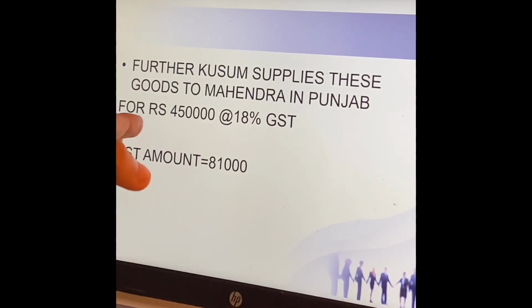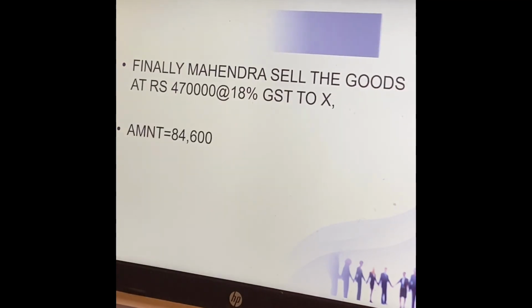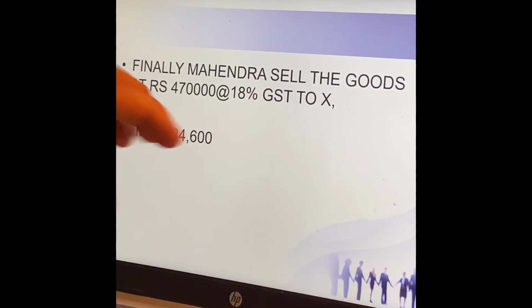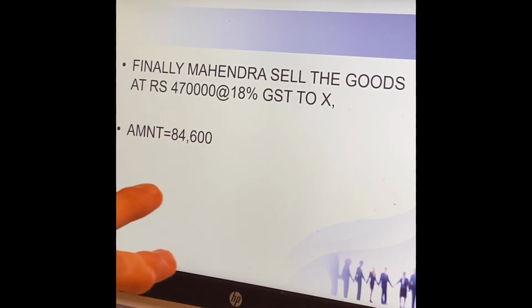So the amount is 4,50,000, 18% GST, and the amount will be 81,000. That is 4,50,000 into 18%. Now further, Mahindra, who is from Punjab, is selling goods worth rupees 4,70,000 to X. So the GST amount would be 84,600. Now we saw one product being sold further between different people. So now I'll show you the bifurcation of these amounts.